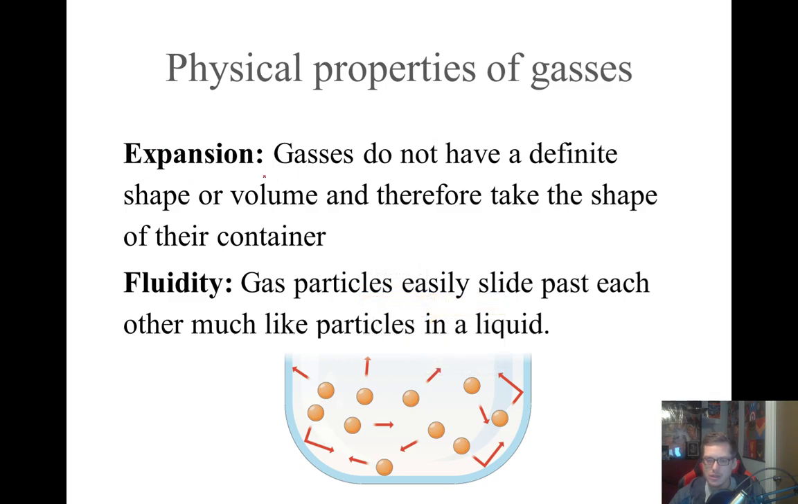Physical properties of gases are pretty easy. First one is expansion. Gases do not have a definite shape or volume. They can take the shape of their container, super easy. This is third grade science right there. They also have fluidity. Now this is probably a new term to you. This implies that our molecules can flow past each other. In science, whenever we talk about fluids, we don't just mean liquids. Your mom said, drink your fluids, but fluids in science are liquids and gases. Both of these are fluids. Gases have fluidity because their molecules can slide past each other just like a liquid.